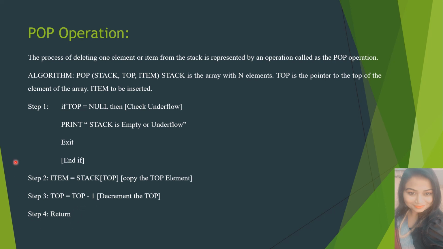Then return. The first step is that you have to check the underflow condition, so top is equal to null. If the condition is true, it prints the statement that the stack is empty. When the condition is false, go to this step. Here, the top element is copied and stored in the variable item. Then it is deleted. Then go to step 3. After deleting an element, the top value is decremented by 1, so top is equal to top minus 1. Then return the algorithm.